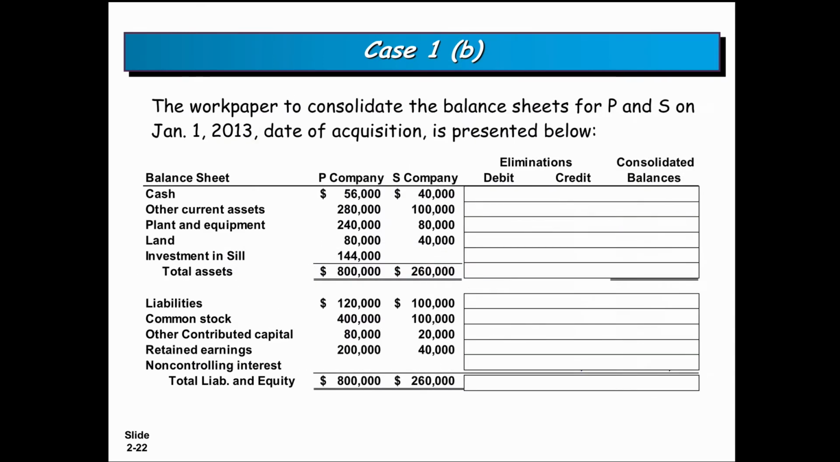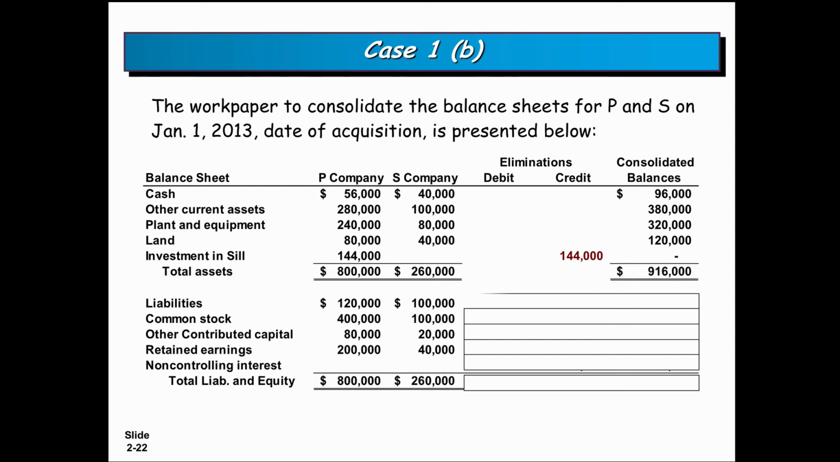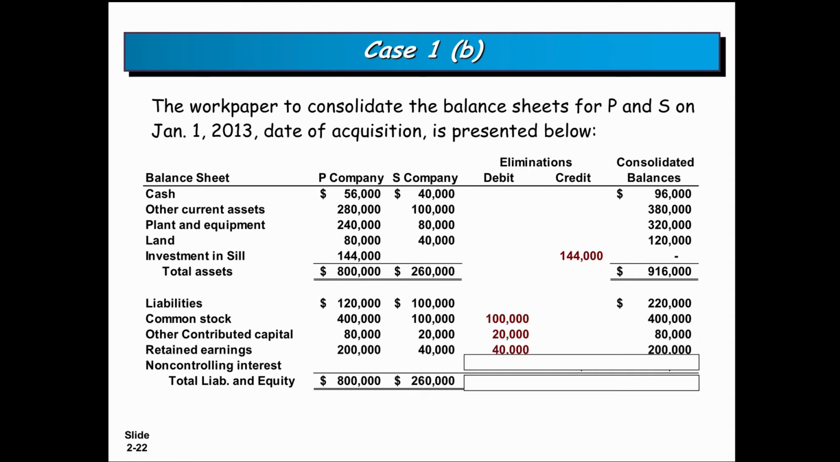And now let us look at the work paper for the cash, other contributed capital, plant and equipment, land. We add the parent with the subsidiary. For the investment, we put it credit. For the liabilities, we add them together. But for the common stock, other contributed capital, and retained earnings, we cancel the amounts for the subsidiary. And now we create a new account which didn't exist in the previous work paper, non-controlling interest by 16,000 credit. And then we can see here the elimination and the consolidated amount.